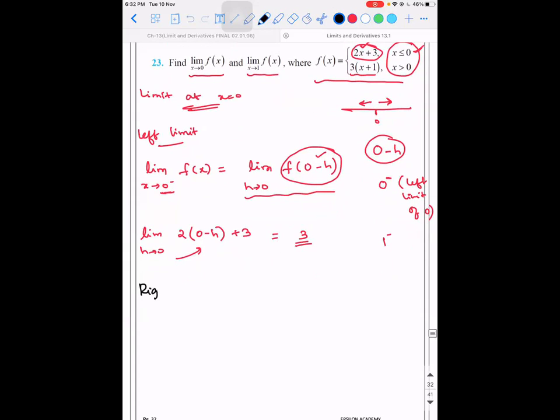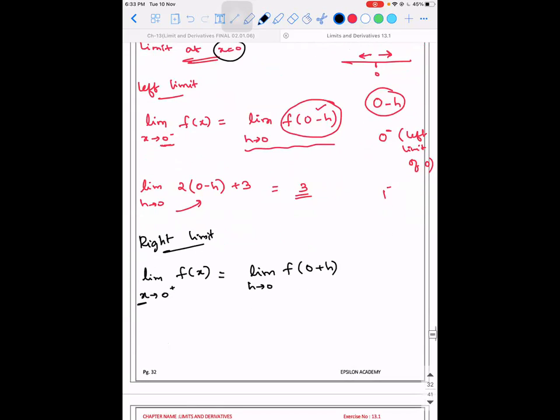So similarly, when I check for the right limit, how should I write? You guys tell me. Limit x tends to 0. What should I put on the top? Plus. 0 plus, the function is equal to limit. So instead of x, I should replace it with h. h tends to 0, f of x naught plus h. Here x naught is how much? x naught is the point where you're checking the limit. At which point are you checking the limit? At 0. So you have to write it as 0 plus h.